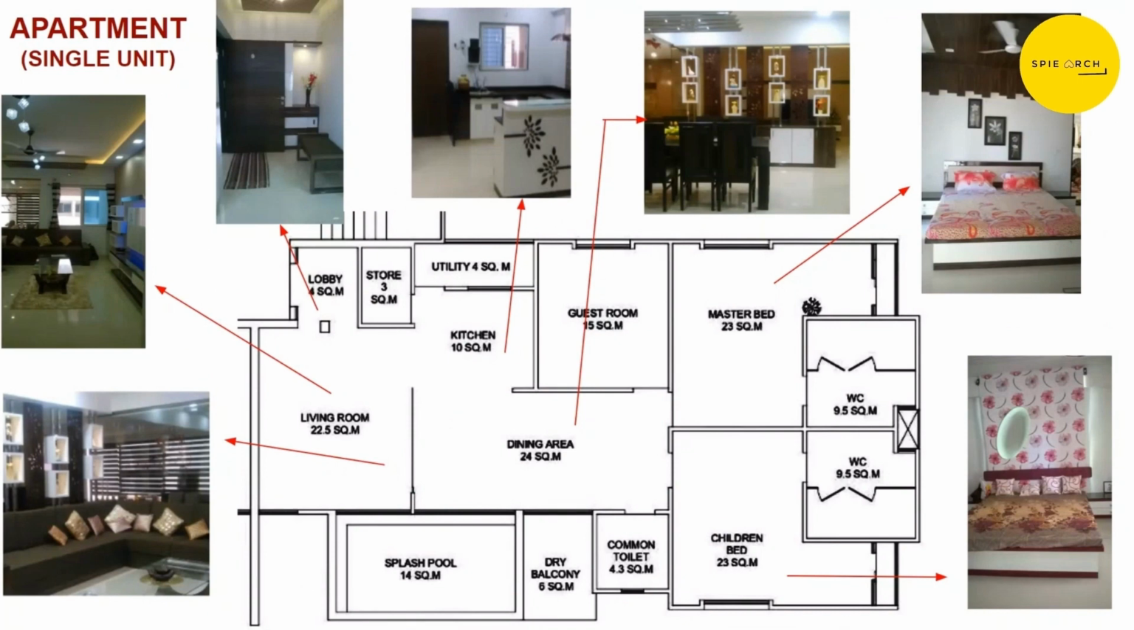This is the plan of the single apartment. Every part of every room of the apartment gets natural light and ventilation through the windows, the balconies, and the splash pools.